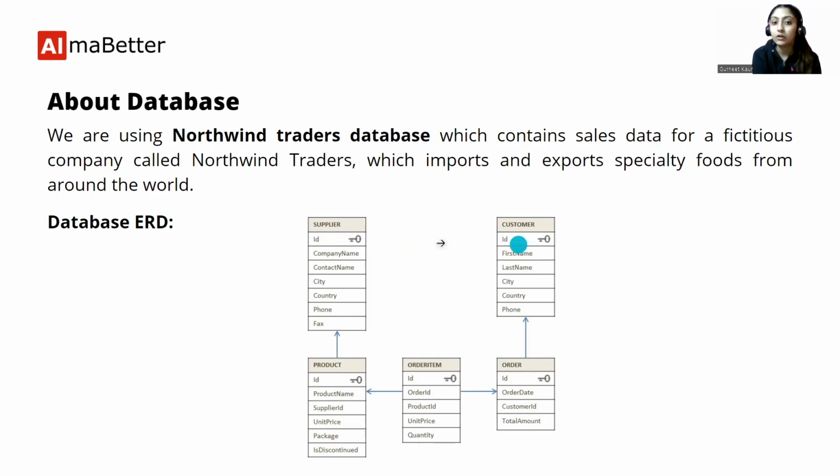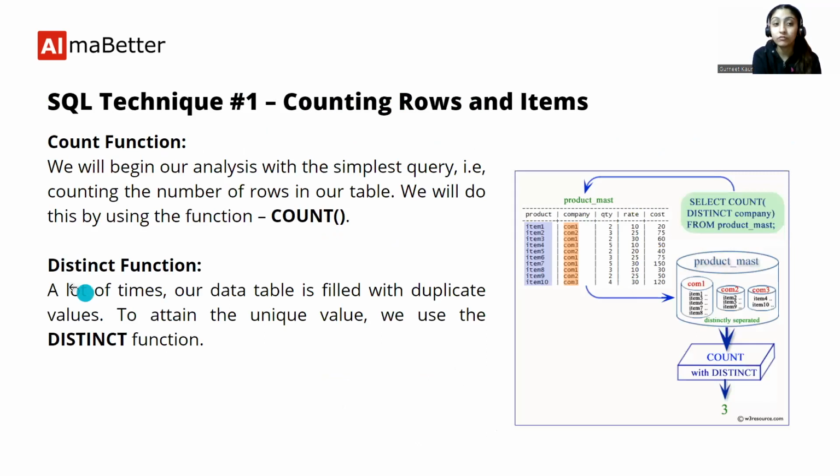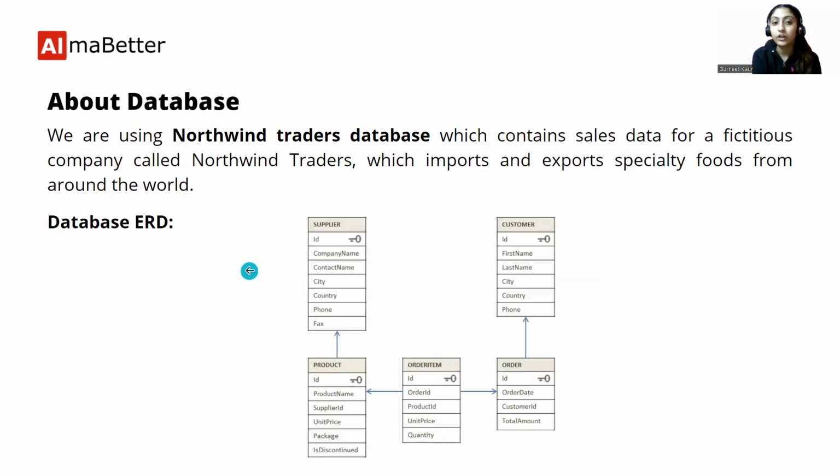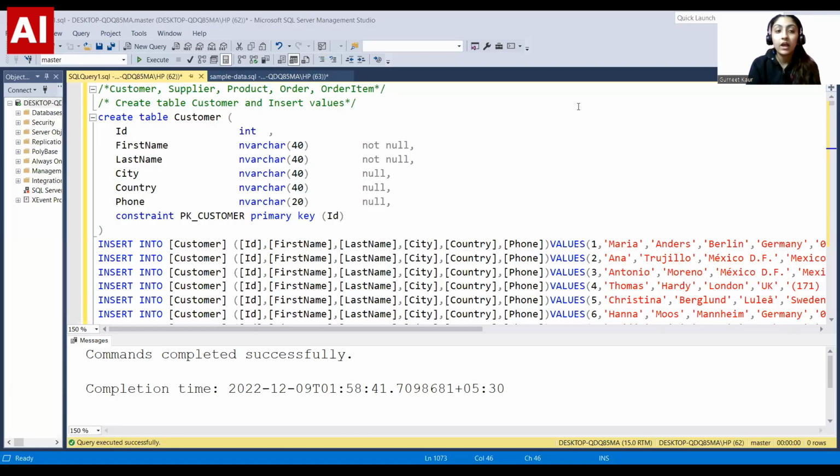Same in all those tables, you can see that in front of ID, we have a primary key declared. So that means it uniquely identifies the row. Now, let's go ahead and create this database in our SQL server. As we discussed earlier, we have 5 tables in total: customer, supplier, product, order, and order item. One by one, we are going to create the tables and insert values in them.